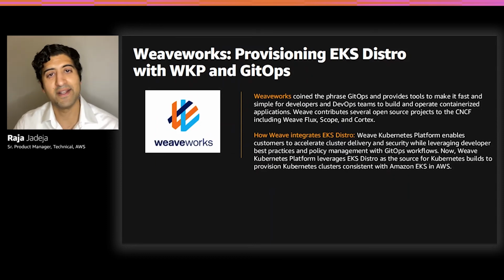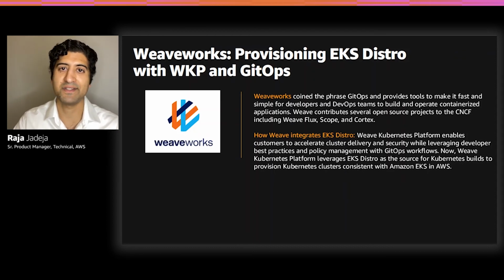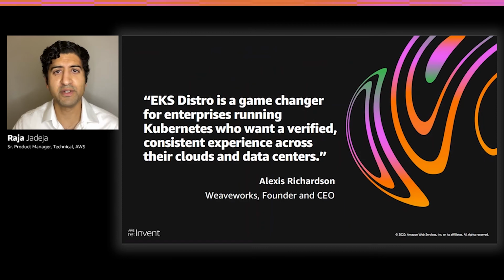Now, they've actually provided the ability to provision EKS Distro clusters. So they deploy Kubernetes clusters already. They've adopted our new distribution, and they can actually provision out EKS Distro clusters on-premise on your own hardware, and then have consistency with Amazon EKS in AWS. This is a great way to approach this, and in fact, talking to Weaveworks a little bit, they were pretty excited about bringing this to their customers. In fact, that consistency was an important story.